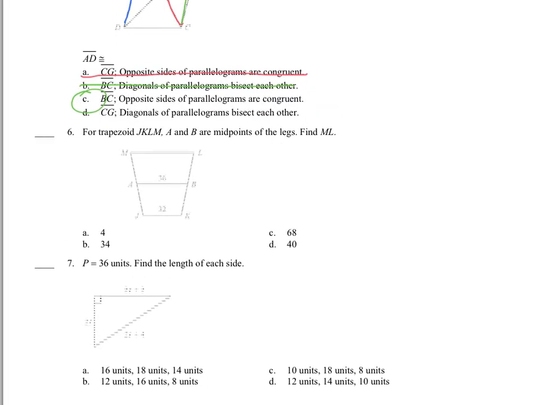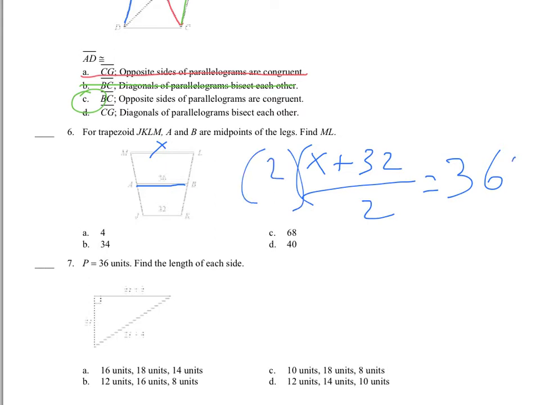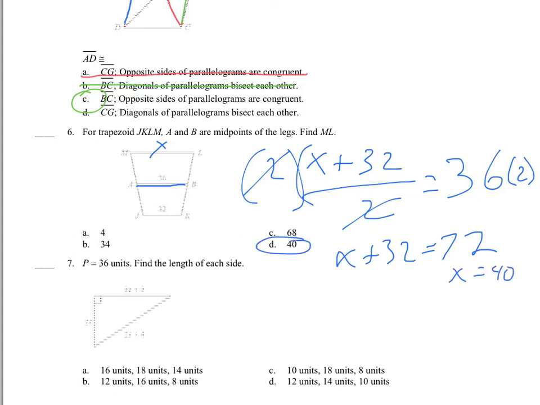Number 6, trapezoid. Again, we have a mid-segment right here, which is 36. You'll recall the mid-segment formula where we add the bases. ML is my variable, my unknown, so I'm going to add x, that's one base, plus 32, my other base, divide it by 2, and that's going to equal the mid-segment, which in this case is 36. Get rid of the fraction, multiply by 2, cancels that out. So x plus 32 equals 72. Subtract 32 and we find that x equals 40, which is D in this case.